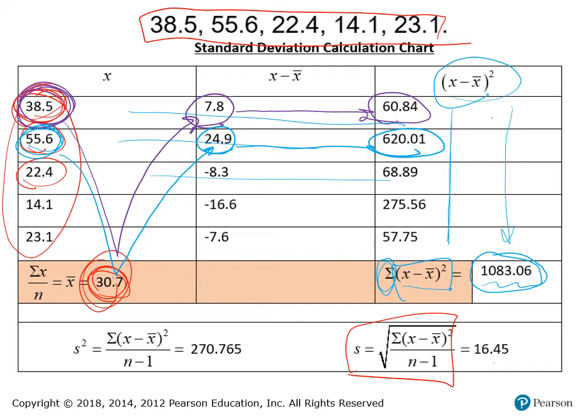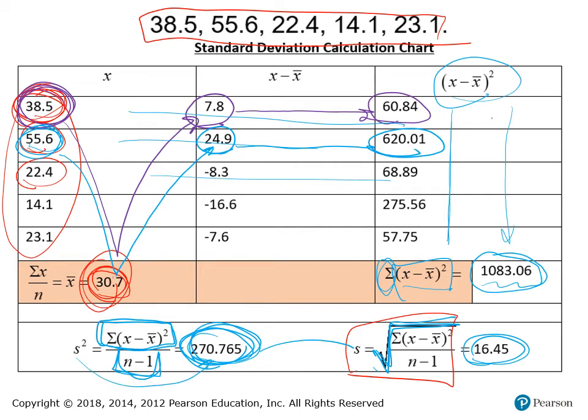Once I have that 1083.06, I would then have to divide that. That would be this piece right here. I would then have to divide that by n minus 1, which in this case would be 4, and we get 270. Then once I do that, I take the square root of all that, and I get the 16.45. This number right here, which is the number before we hit the square root key, to get the final answer, this number right here is what we call the variance, and we'll talk about that in a little bit. But that's called the variance. This number right here is your standard deviation.